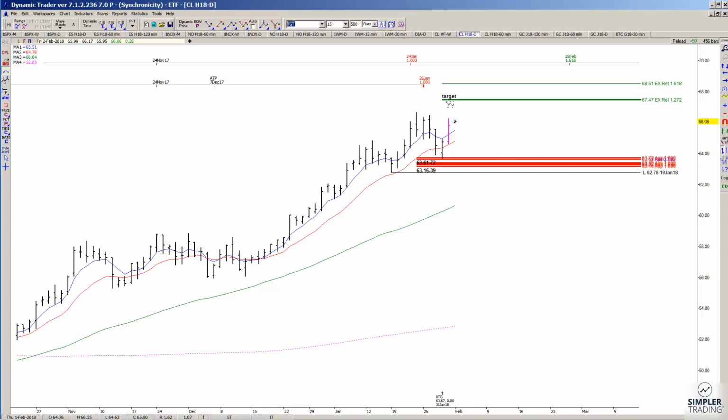And we've had, let's see, a rally of 2.58 so far off of that last low. And if it continues, your typical target, once again, will be the 127.2 extension of the swing into the zone, which means a potential target is 67.47.